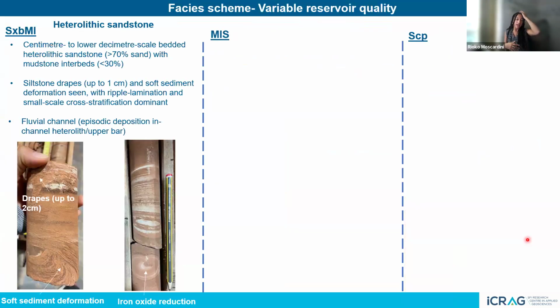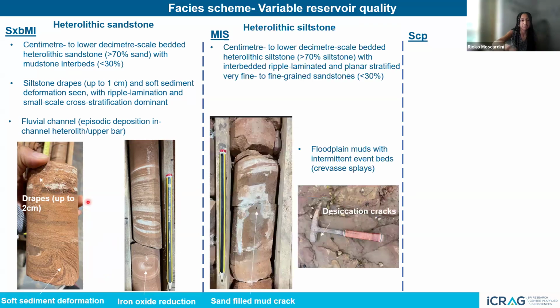Now, here we have the heterolithic sandstone. This is basically a good example of that marbled cake that we were talking about before. Here the sandstone is the main composition, about 70%, but up to 30% of that is mudstone interbed. So there's mudstones integrated, as we can see here, that's been mushed together in deformation, and there's also drapes of mud at the top here, and they went up to 2 centimeters.